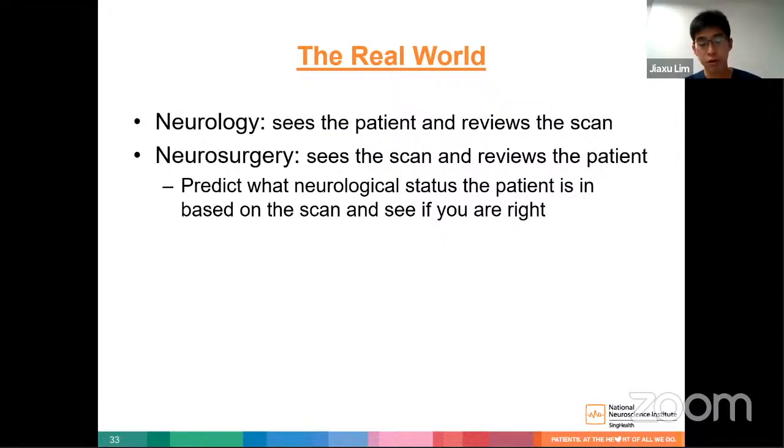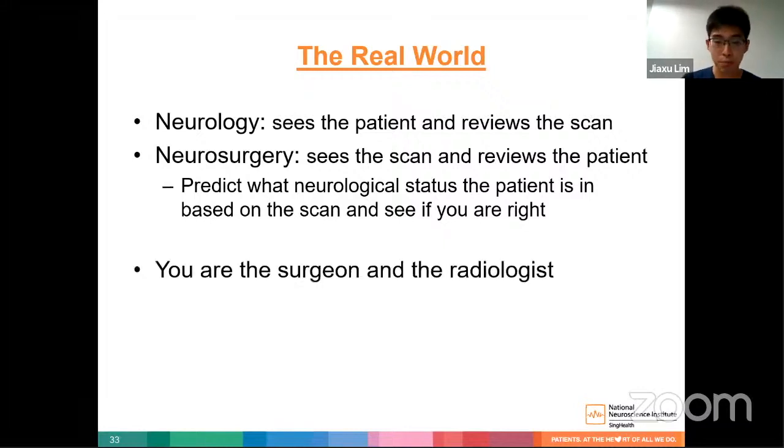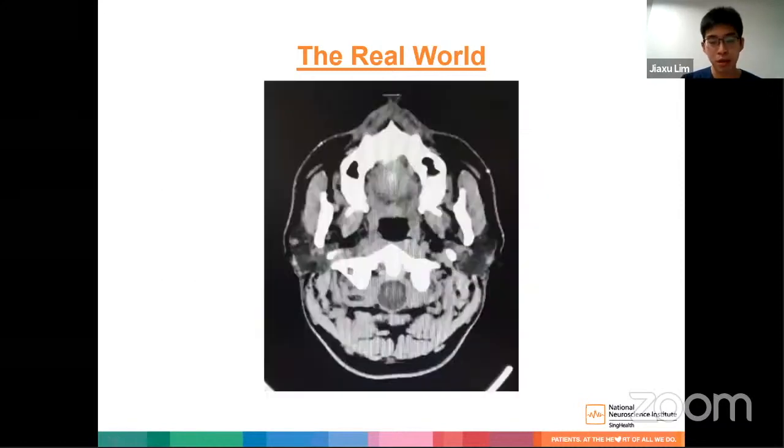and the radiological neuroanatomy better. That is also very important because if I have an idea of how the patient might be doing, as I am going towards the patient, either in the emergency department or in the ward, in my mind, I'm already formulating a plan. And when I see a patient, I'm just trying to confirm the patient's neurological status and executing my plan. So there's no way to escape. You are the surgeon and you are the radiologist at the same time. So let's just go through a few scans.